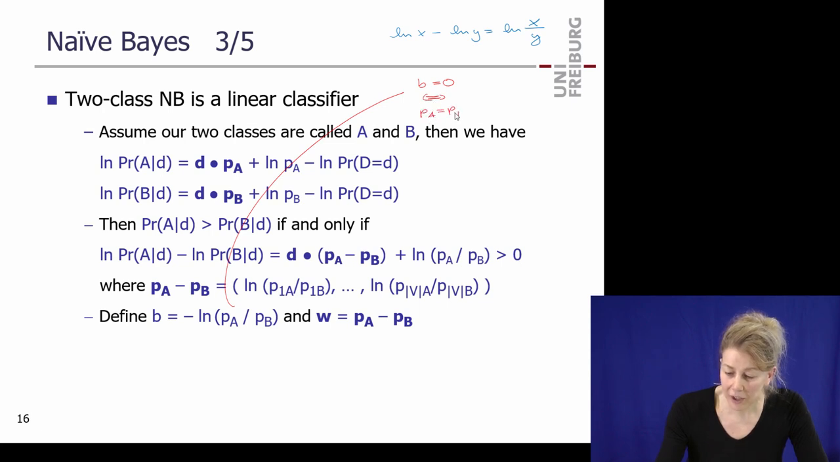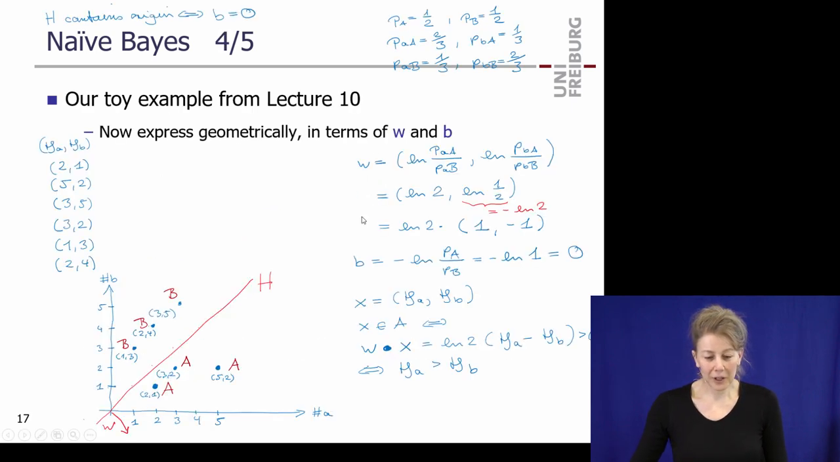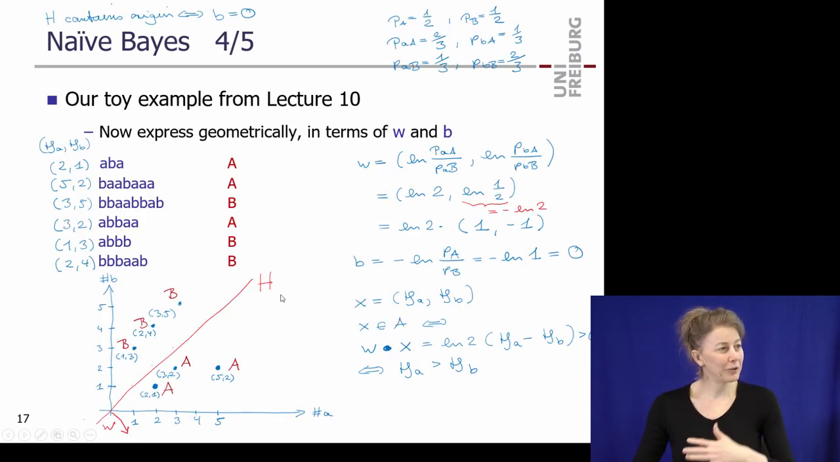So it's not that in naive Bayes in general b is equal to zero. Just in our example, the two classes had the same probability, and if they would not have, then my line would be shifted, which is also interesting, right? It would not go through the origin. It's not that it would be tilted differently, maybe also, but it would not go through the origin.